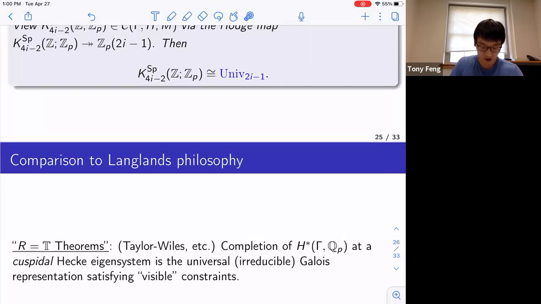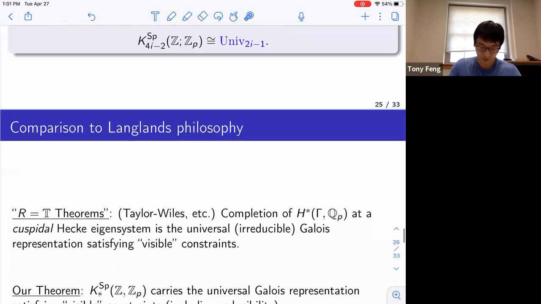And there's a long tradition of papers proving so-called R equals T theorems, starting with the seminal work of Taylor-Wiles. What such theorems say is that when you take the group cohomology of an arithmetic group and you complete it at some cuspidal Hecke eigensystem, it has a Galois action in the cases where this kind of thing is proved. And one proves that it is the universal Galois representation satisfying the obvious constraints that it needs to, and even some non-obvious constraints. And in these cases, this thing always turns out to be irreducible.